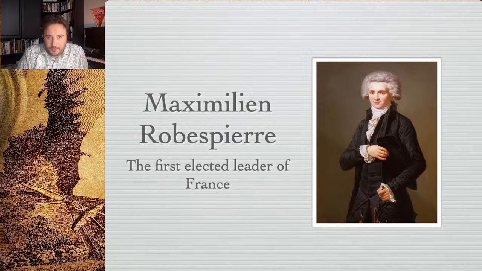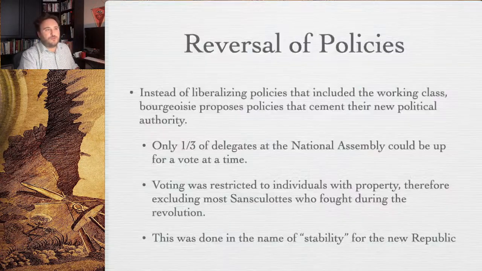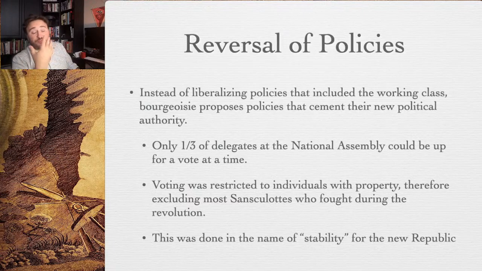But almost immediately, once Robespierre takes power, it turns out that a lot of the promises made, they didn't want to keep them. They weren't super thrilled. Like, really? We're going to give the unwashed masses the right to vote? I want the right to vote. They shouldn't have it. And so, the policies start to reverse. The bourgeoisie begins to promote policies that cement their own political power, as opposed to sort of liberalizing it.